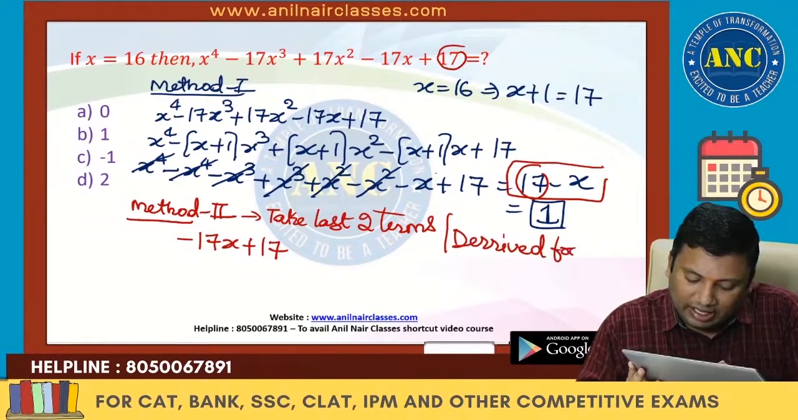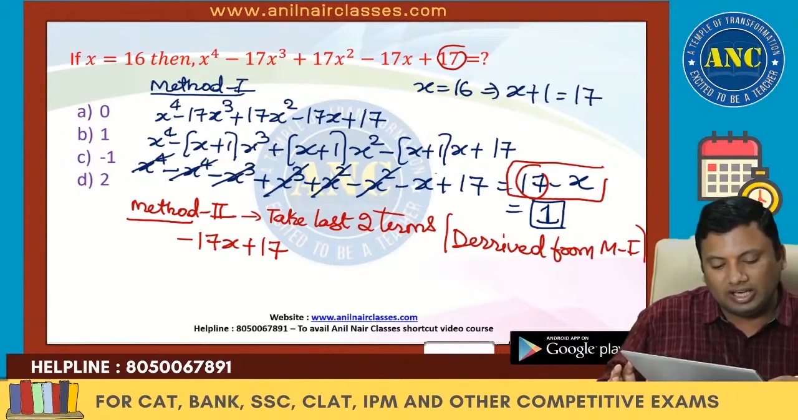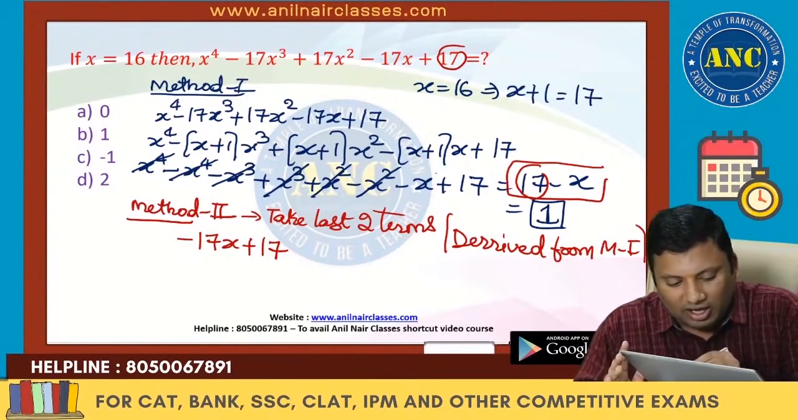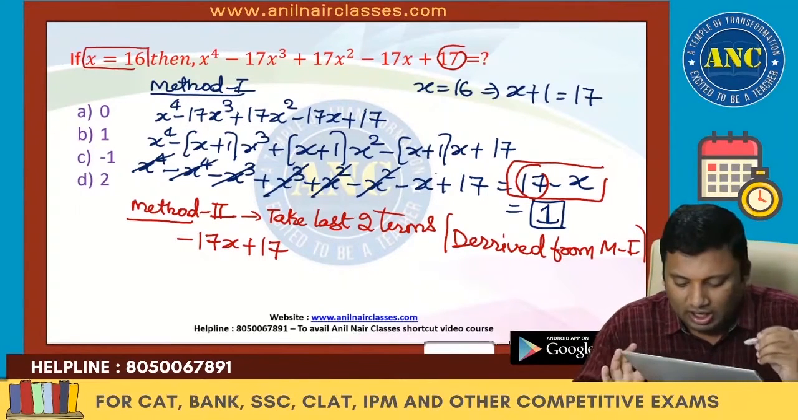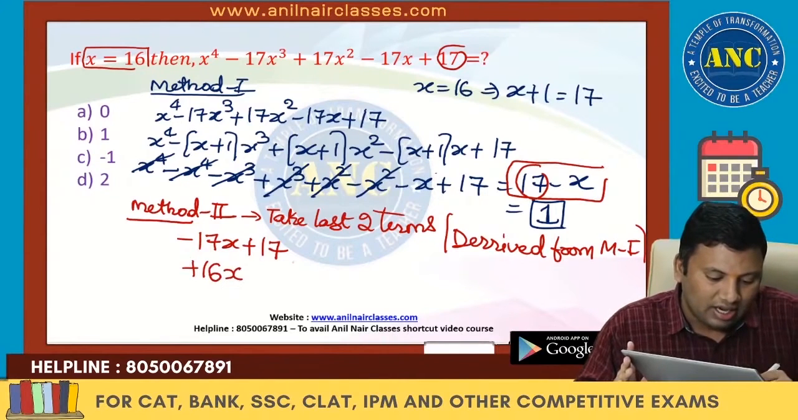Method 2 is derived from method number 1. Through observation, this concept is derived. Minus 17x plus 17, we got 17 minus x. This x is equivalent to 16. To get minus x, what do I need to add? Plus 16. These are nothing but 17 minus x.